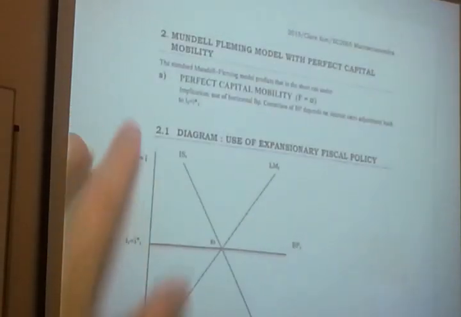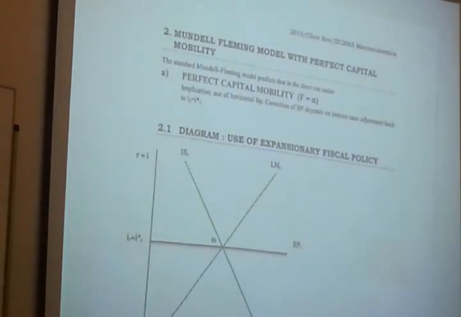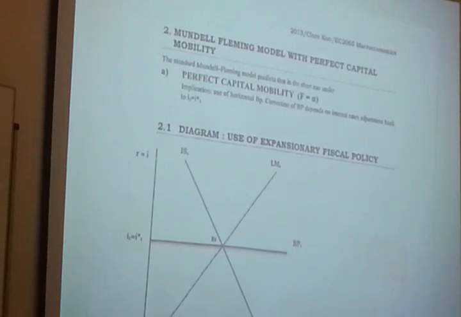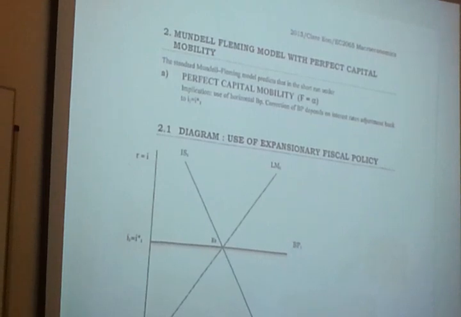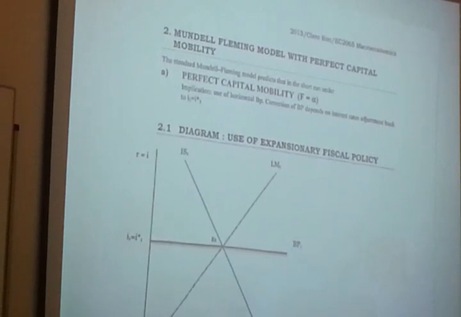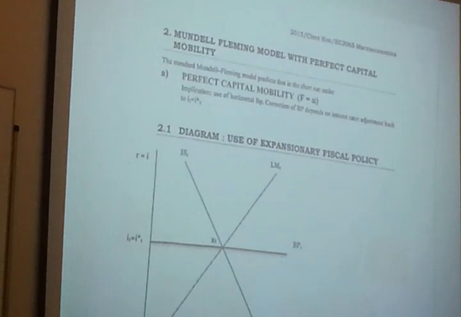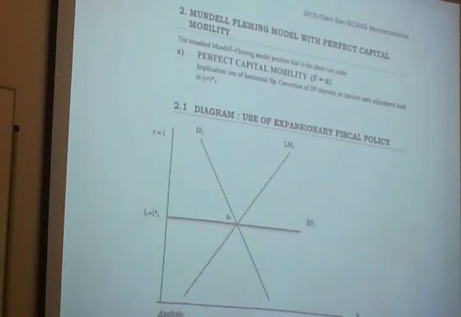Standard Mundell-Fleming model. When the model was first developed, it made very specific assumptions. Number one, BP is horizontal. And number two, you were using a fixed exchange rate system. Alright, that was the standard Mundell-Fleming model. Okay, so let's look at the diagram.